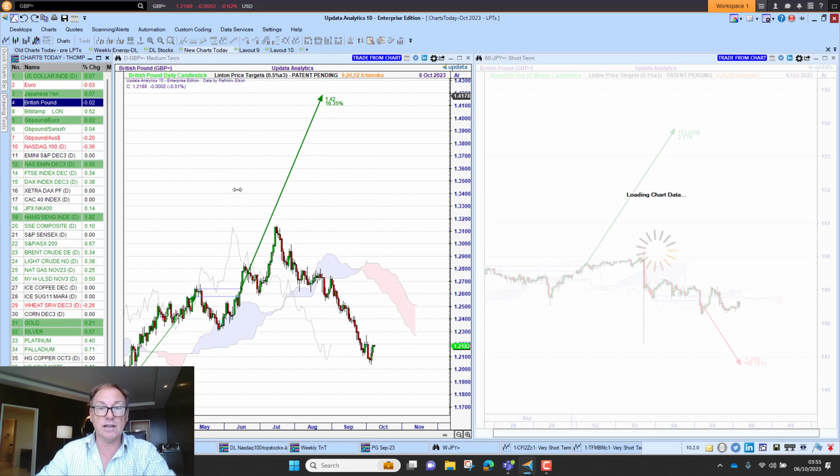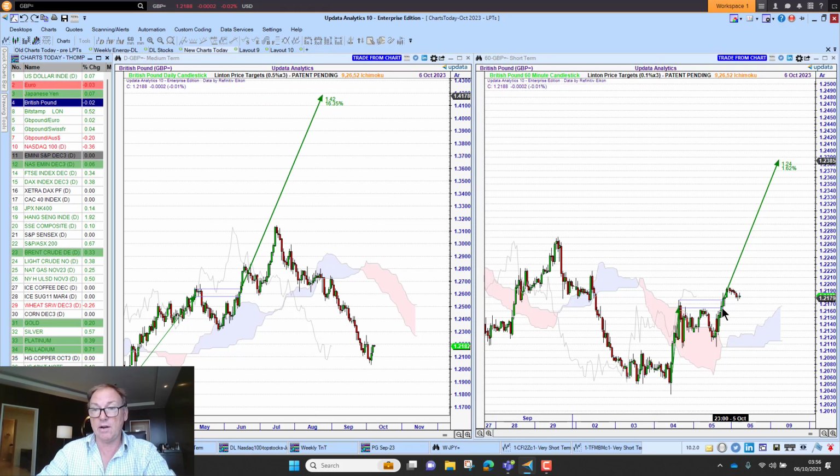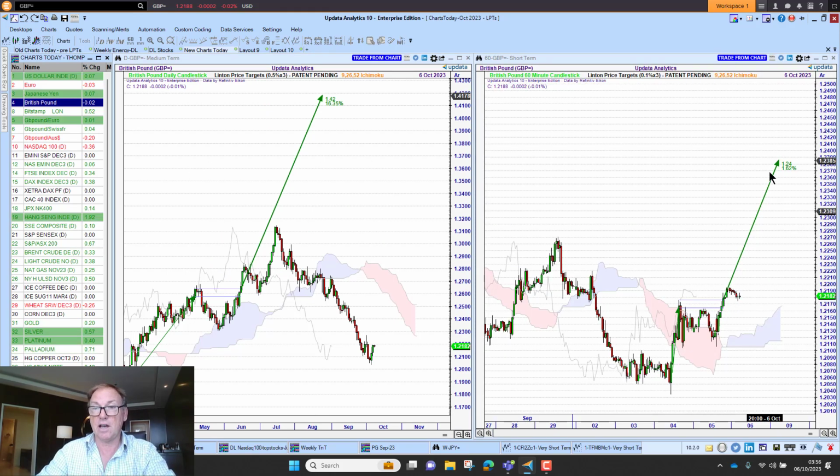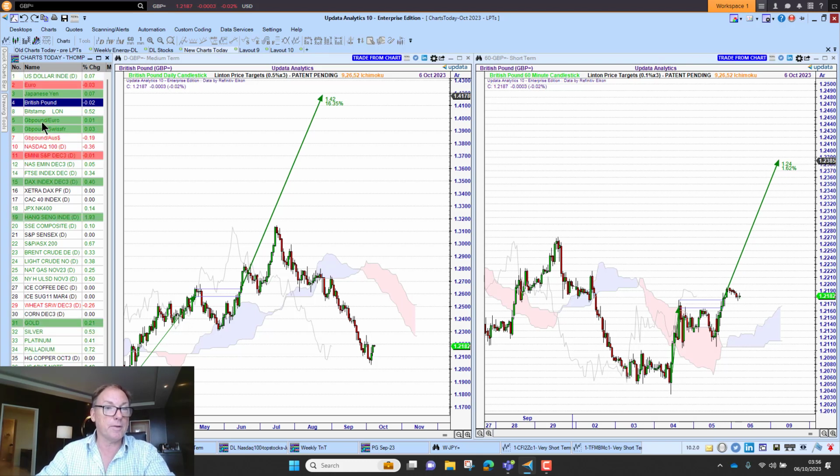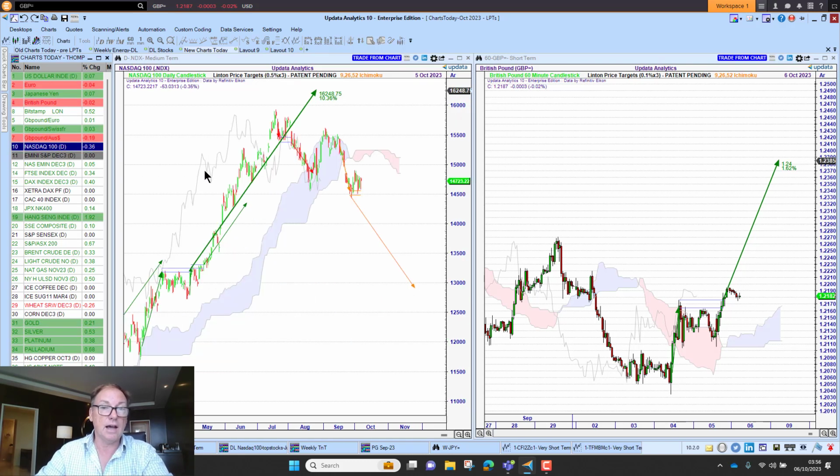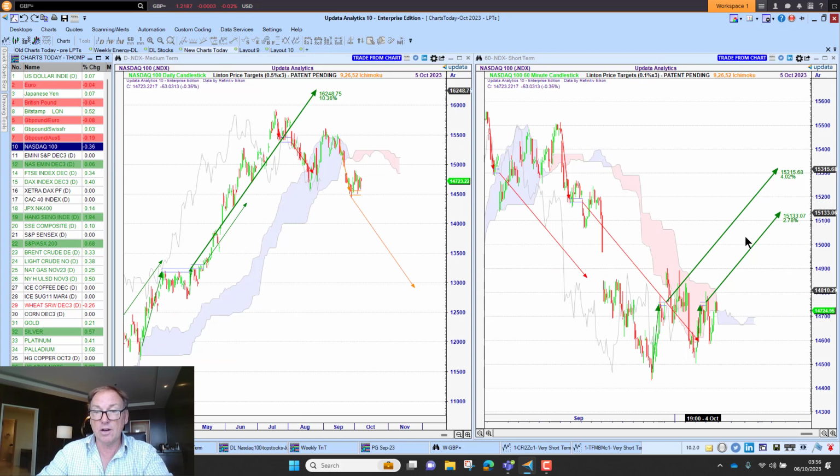Sterling actually slightly down, and we see here again this upside target there just on that slightly weaker dollar on the short-term chart.